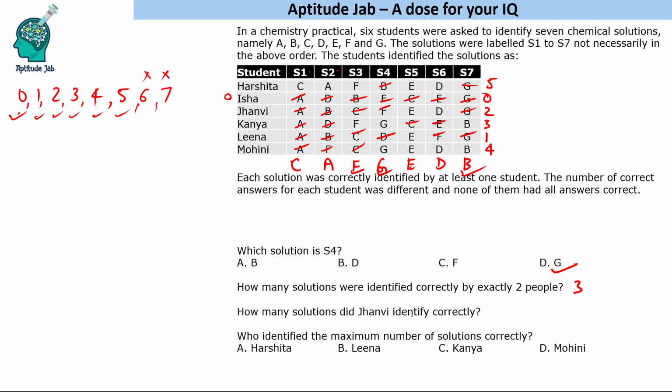How many solutions did Janvi identify correctly? Janvi identified 2 solutions. Who identified the maximum number of solutions correctly? So that is Harshita. So this is the solution to the set and the answers to the questions related to it.